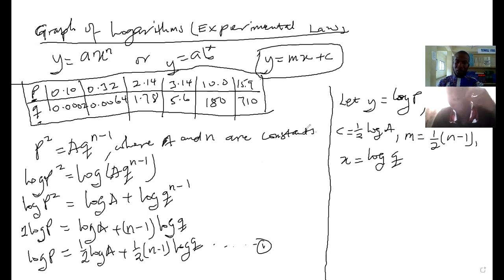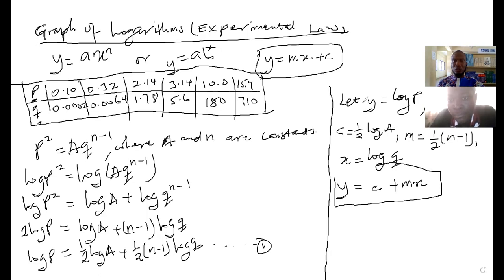So the function now becomes y equals m... or if you want to arrange it the way it is, then it will be y equals c plus mx. Are you okay? Yes. All right. So this is the new equation for our linear graph we are going to draw.